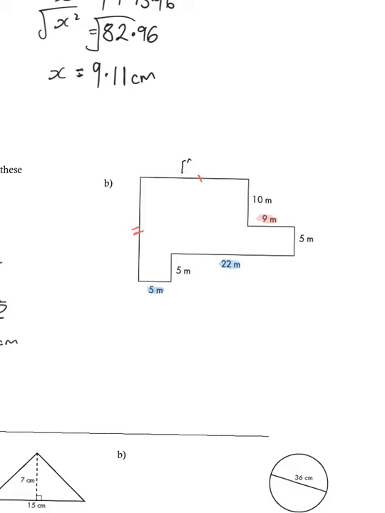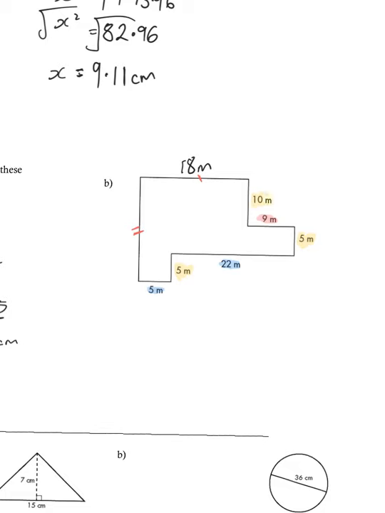Up top, 18 metres. Right, okay, so to find the length on the side, we're going to add the 5. Which is that one. Add the 5. Okay, we're going to add this other 5, and we're going to add the 10. And that'll get us the whole length on the side.